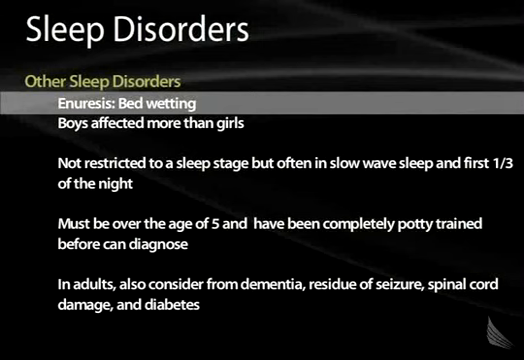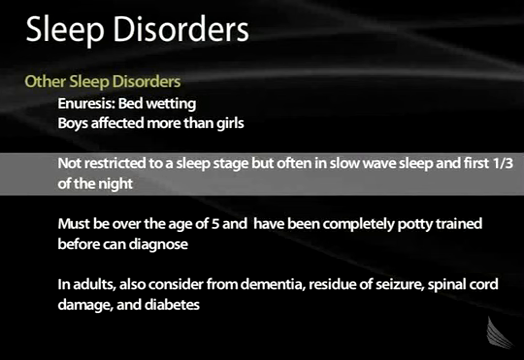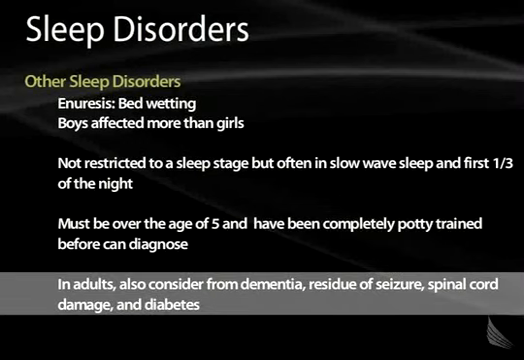Enuresis or bedwetting, this is more frequent in boys, younger boys, usually occurs in the early part of your sleep, but it's not really restricted to any kind of sleep stage. And again, to diagnose a patient with enuresis, they must be older than the age of 5. And they also must have been completely potty trained and then have slipped back to have enuresis. Also, if it happens in an adult, consider a dementia, consider a seizure, and also you want to consider any kind of drug problems where they're so intoxicated that they didn't get up and go to the bathroom. Is there any diabetic problem or nerve problem that they couldn't feel the sensation?